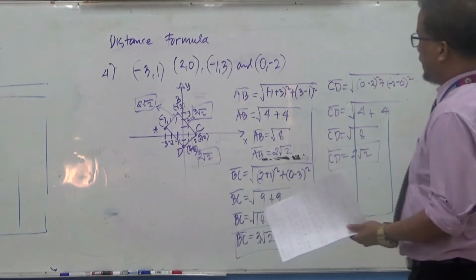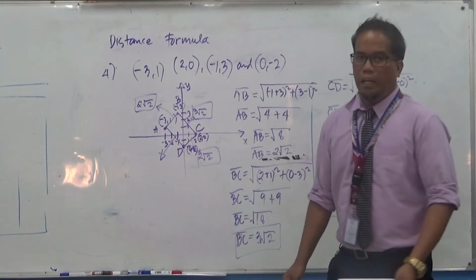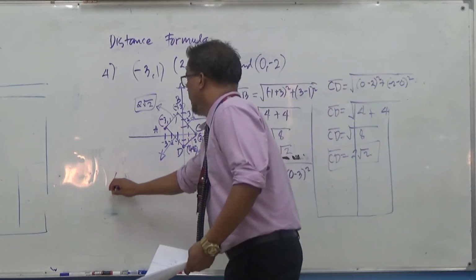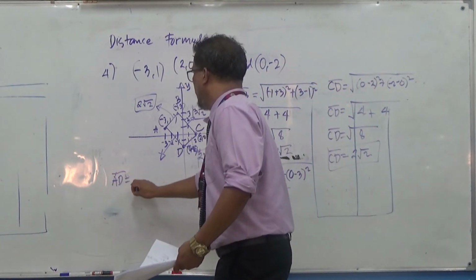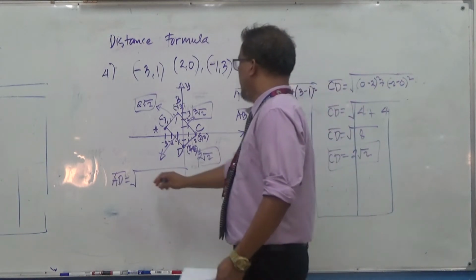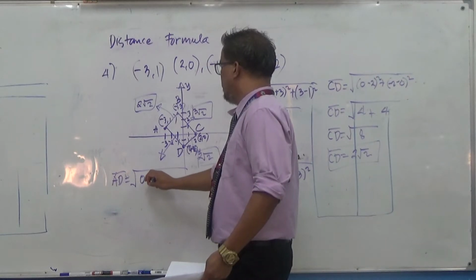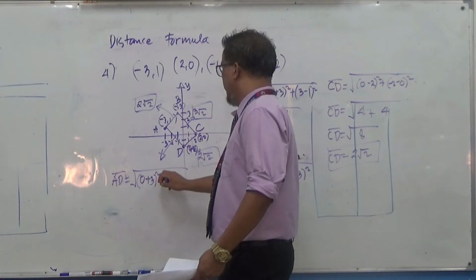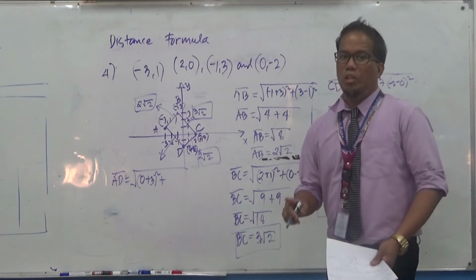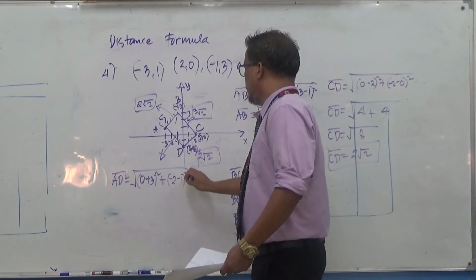How about segment AD? Okay. To find the length of segment AD, we will use this formula, the square root of your x sub 2, which is 0, minus negative 3. So we can write it as (0 + 3) squared plus your y sub 2 is negative 2, so (-2 - 1) squared.